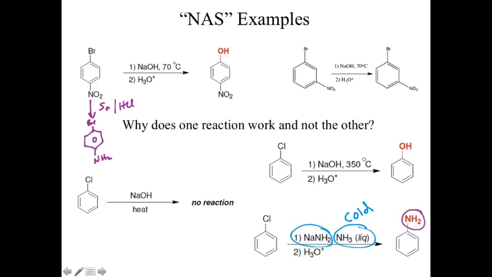Okay, so that one's a little bit trickier to worry about. You've got to be a little bit more careful. So if you see OH, NAS. If you see NH2, it's kind of a coin toss. You have to take a look and see what you've got. Absolutely, for the NAS, you need the halogen leaving group. So if you see the halogen, NAS. Okay?